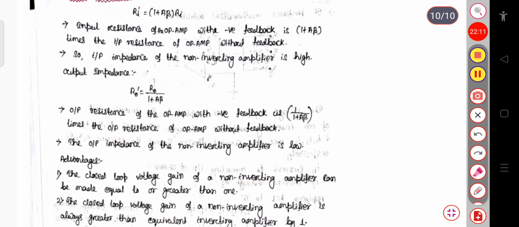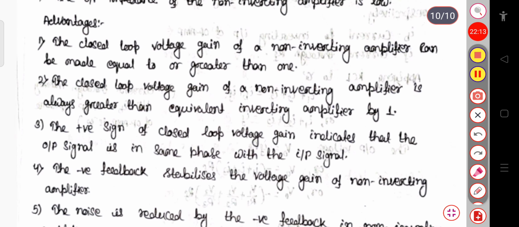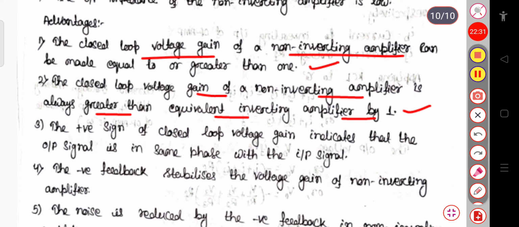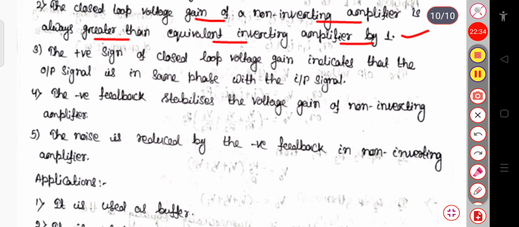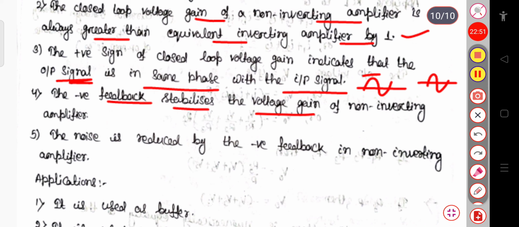Next, what are the advantages of the non-inverting amplifier? The closed loop voltage gain of a non-inverting amplifier can be made equal to or greater than 1. It is always greater than the equivalent inverting amplifier by 1. The positive sign of the closed loop voltage gain indicates that the output signal is in the same phase as the input signal. That is, the signal you give at the input terminal, the same phase signal you get across the output terminal. Next, the negative feedback stabilizes the voltage gain of the non-inverting amplifier.